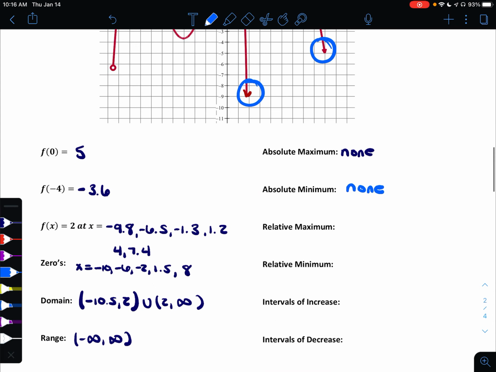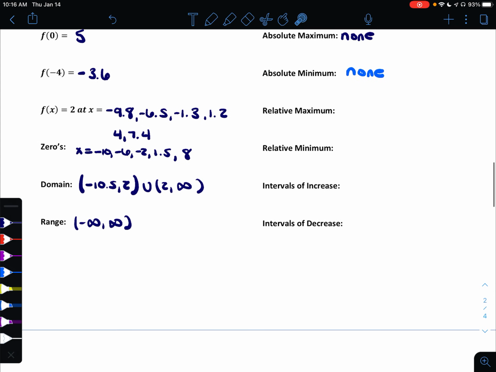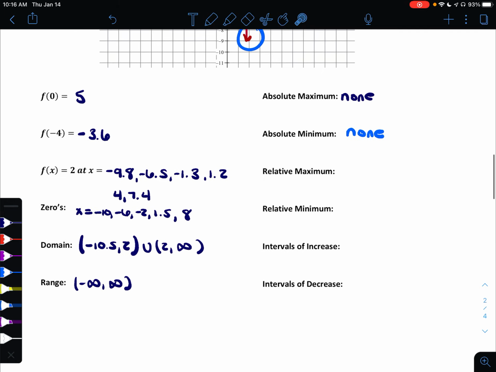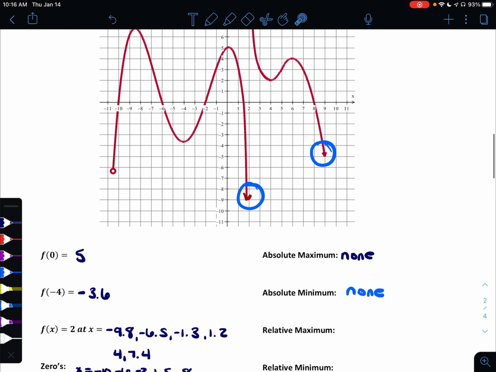Okay, so these absolute maximum and minimum values are typically going to correspond with what you said for your range. Your highest point is going to be the high point on your range. Your lowest point is going to be the low point on your range. And if these are infinities, there is no high and low point, so there is no absolute max or min.